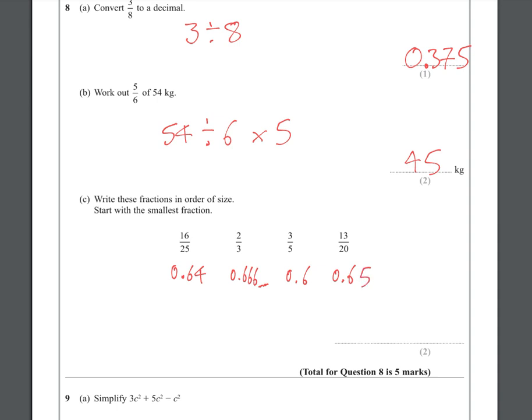So we look at the first digit, they're all 6s. Okay, we look at the next digit. So this one has a 4, this one has a 0, effectively there's a 0 there. So that is going to be the smallest one, 3/5. Then it's 6, 4, so that's 16 over 25, then it's 6, 5, that's 13 out of 20, and the biggest one is 6, 6, that's 2/3. So turn them into decimals, check the first number first, the second number next, and we go down.